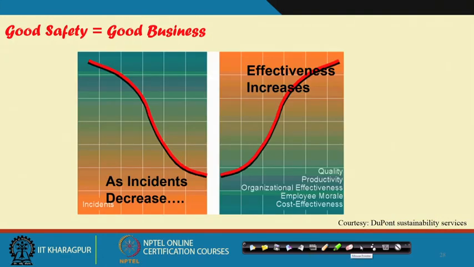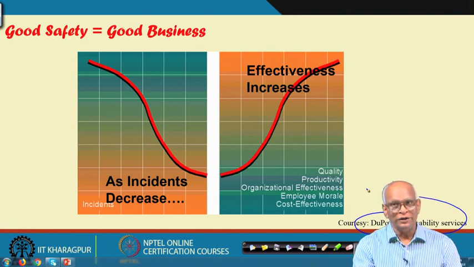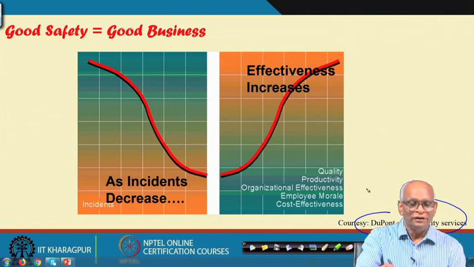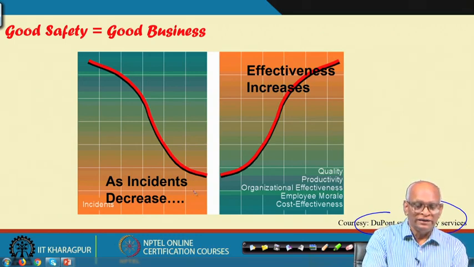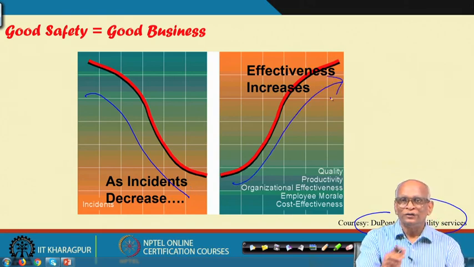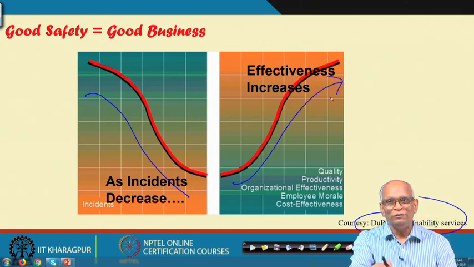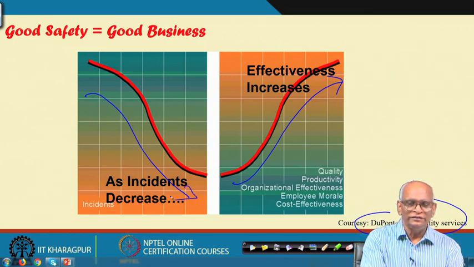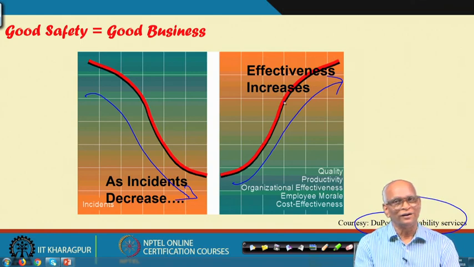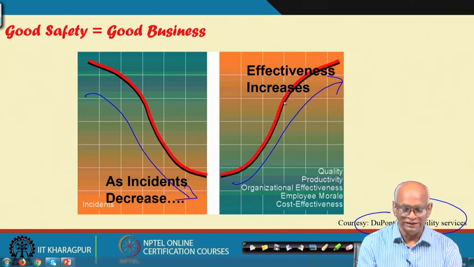It is seen, as told by DuPont, that good safety is good business. It is observed in this organization that in the divisions where they are doing good safety, their incidents are reducing and their business results are going up. When people compare division to division, where safety is at very high levels, their effectiveness and business results are also good. This is what is seen in this organization.